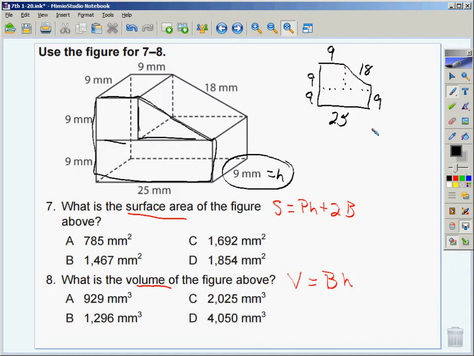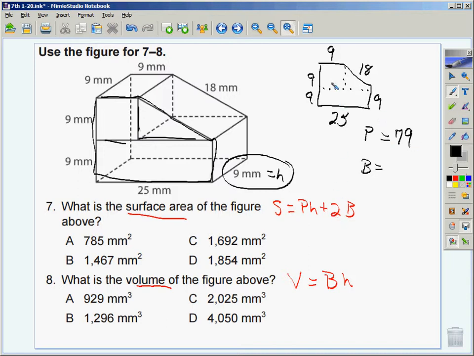Now, if I can find the perimeter and the area of this shape, which I can, then all I have left to do is plug numbers into my formula. We find the perimeter by going all the way around the outside and adding all those pieces together. And you're going to find out that the perimeter is 79. 25, 9, 9, 9, 18, and 9 adds up to 79.